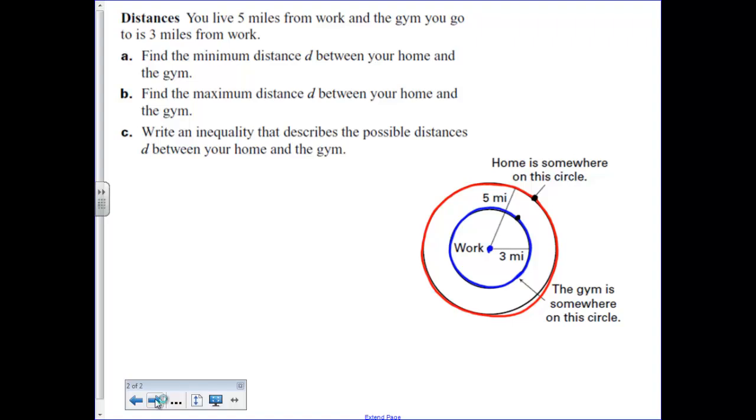The question is, what is this distance between the two rings? Well, we know that the total distance right here is 5. We know that this right here is a radius, just like this one is, so therefore this distance is 3. So this distance plus this distance gives us 5 miles. Well, we know that this one's 3, so how much does this one over here have to be? Well, that would be the remaining 2, so the minimum distance would be 2 miles.